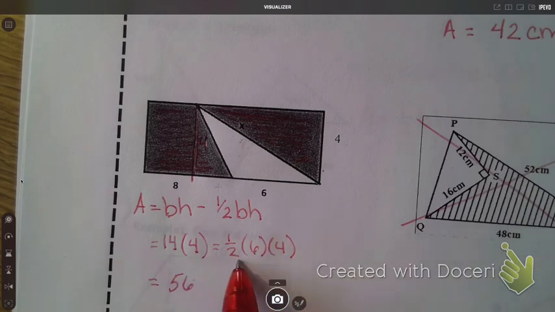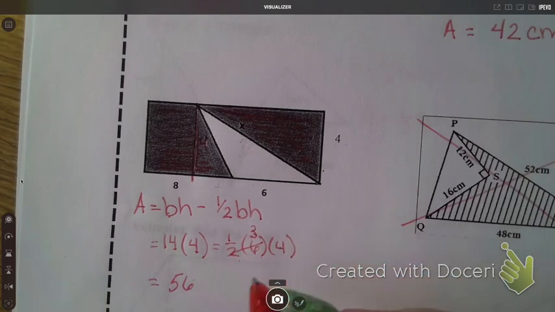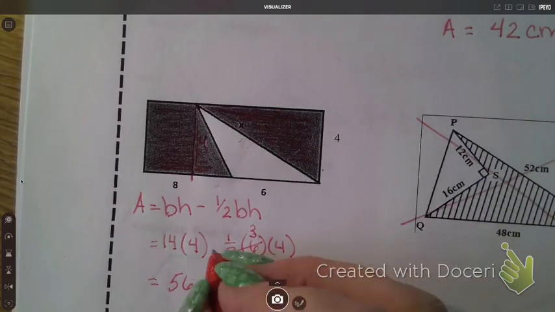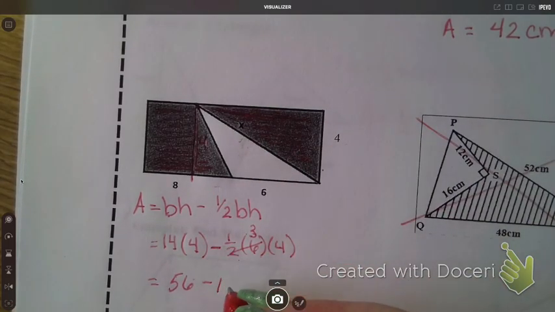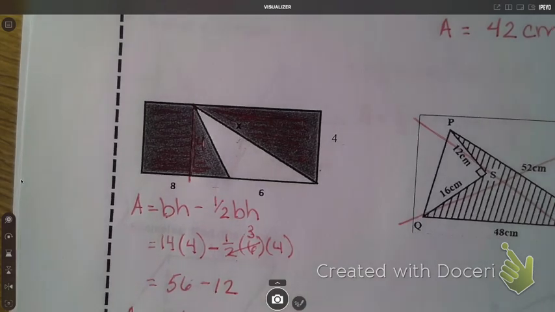You want to take half of 6 or half of 4? Okay, half of 6 is 3. And 3 times 4 is 12. So it's 56 minus 12. So it's 44 units squared. So sometimes we're going to have to add 2 areas together, and sometimes we're going to have to subtract, aren't we? Imagine that. That's the only way I can make it harder.